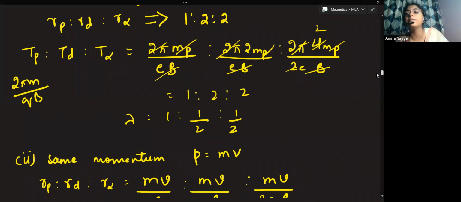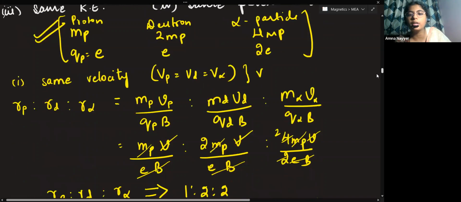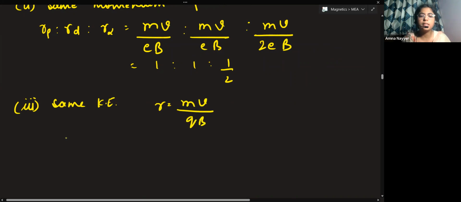It says half mv square. So again, half mv square is not mentioned anywhere, like it was given in the third part to calculate. It says that same kinetic energy is given. So half mv square is given nowhere. So what you can do, mv divided by qB is there.